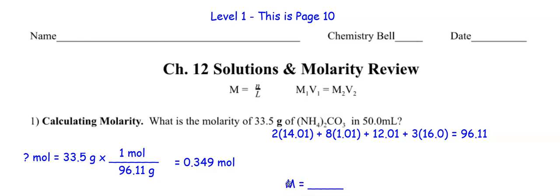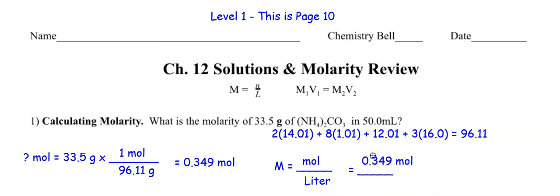So now I can solve for molarity. Molarity is equal to moles per liter. And so I now know what my moles are. It's 0.349 moles. Now, what about this? This is not in liters, is it? This is in milliliters. So how do I convert milliliters? What does milli mean? Milli means 1,000. So I need to take 50 divided by 1,000. If you need to, use your calculator. And what do you get? I get this. For a molarity of 6.97 molar.